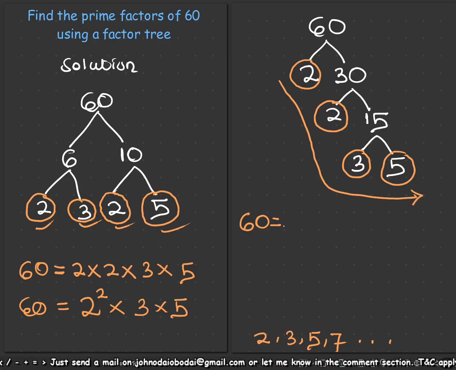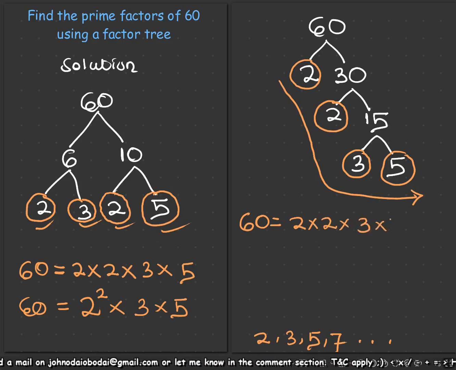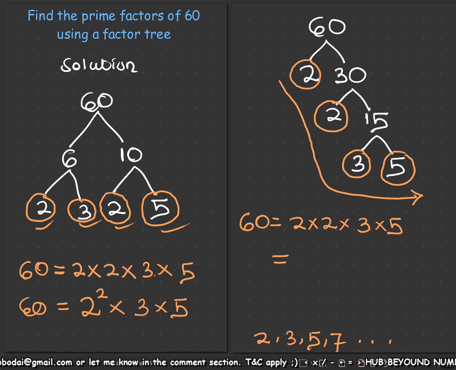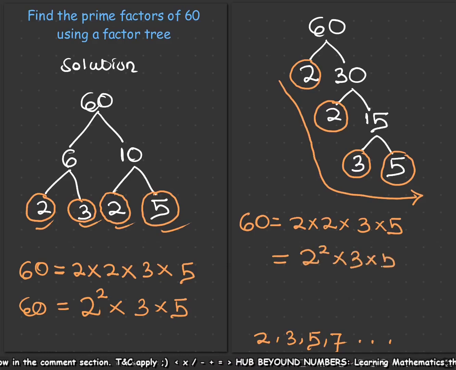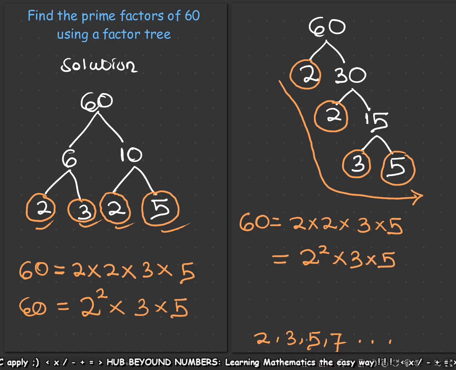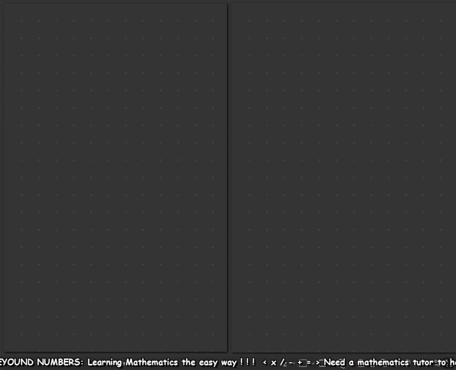So that gives you your 2 times 2 times 3 times 5, which is the same as what we did on the left hand side. So 2 to the power 2 times 3 times 5. They are all the same. You see? So let's look at one last example and then we can end there.